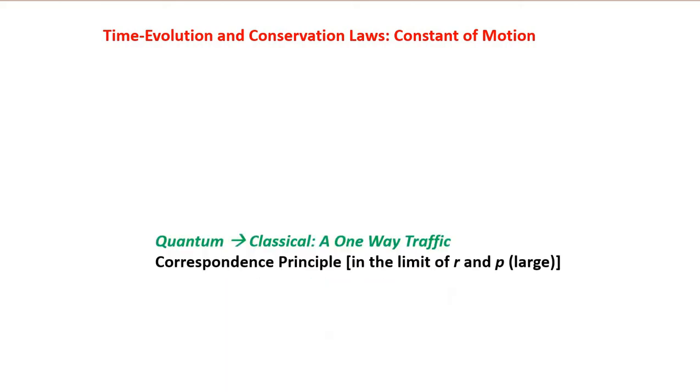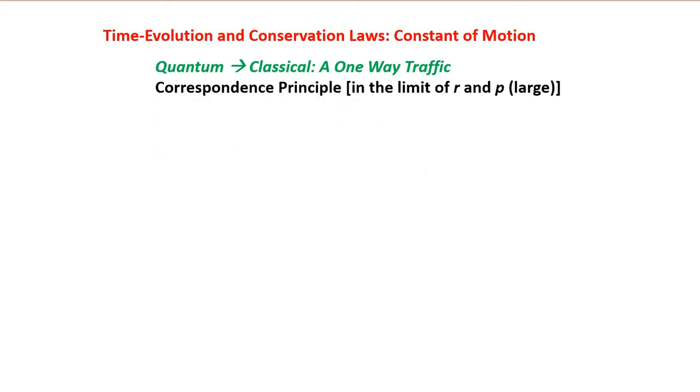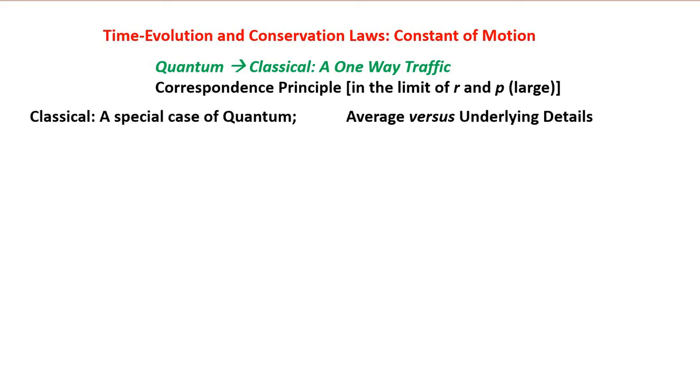To start with, again that one-way traffic I was talking about, and the correspondence principle: in the limit of large position and momentum, the quantum results coincide with those of the classical. That means it gives you the classical results also. This is known as the correspondence principle. But today we will learn something else also, the Ehrenfest theorem, to justify the same statement that quantum to classical is a one-way traffic.